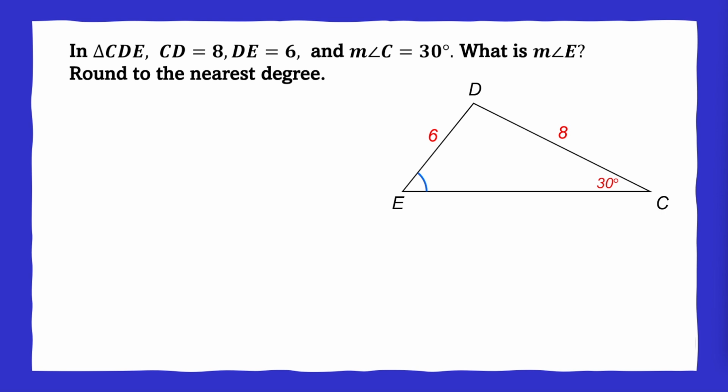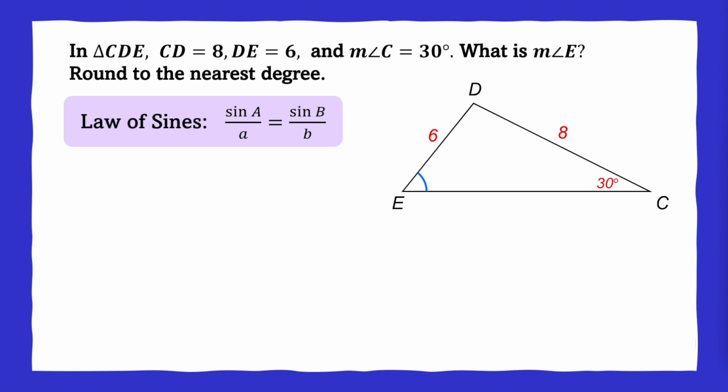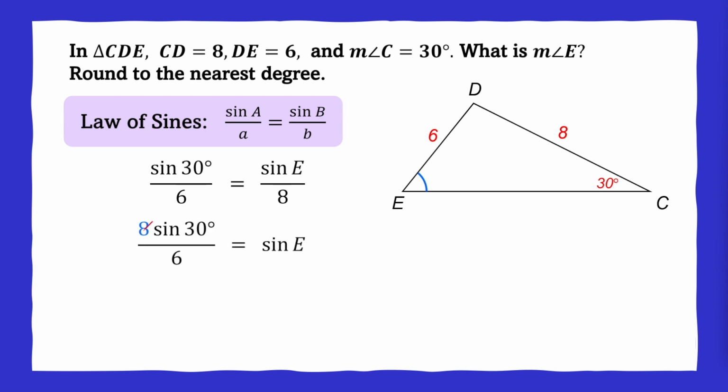Instead, since you know one side and the angle opposite that side, you can use the law of sines to find a second angle. Sine of 30 over the opposite side, 6, equals the sine of angle E over the opposite side, 8. Isolate sine of E by multiplying both sides by 8. Then reduce. To get the measure of angle E, we take the sine inverse of both sides. Using a calculator, we find that angle E is about 42 degrees.